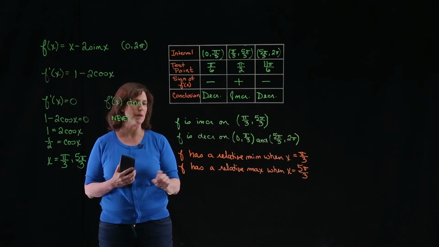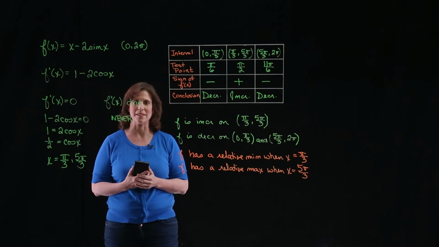But as you can see, the graph that's pictured on your utility increases from pi over 3 to 5 pi over 3, decreases from 0 to pi over 3 and 5 pi over 3 to 2 pi, and has its relative minimum and maximum exactly where we discovered.